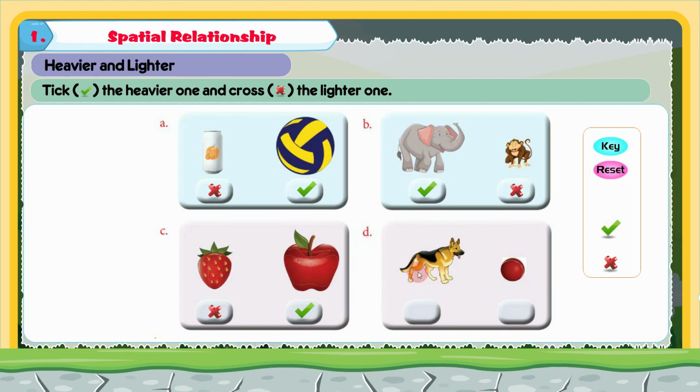Next D, this is a dog and this is a ball. So for the dog, this is heavier than a ball, we will put a tick mark. The ball, which is lighter than the dog, we will put a cross. In these two pictures, dog is the heavier one and the ball is the lighter one. Heavier we have put the tick mark, and for the lighter one we have put a cross. With this we complete the first chapter workbook part of spatial relationship.